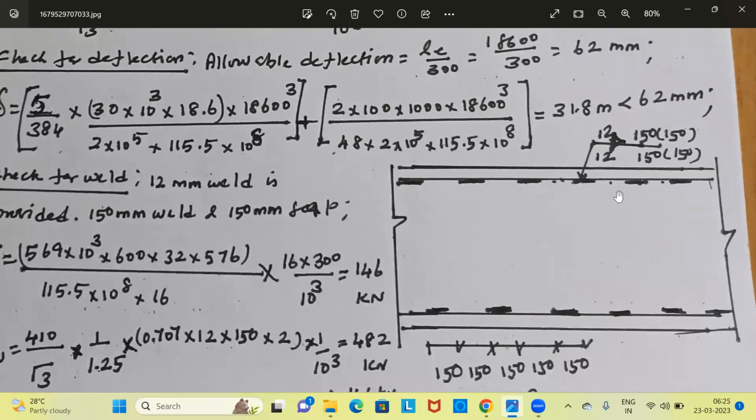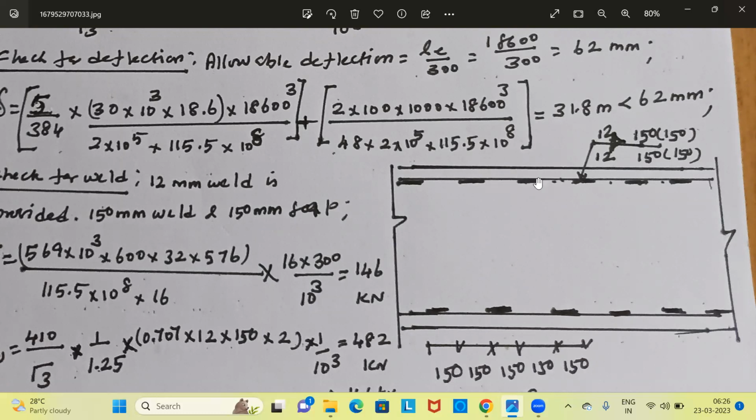Now we have to calculate what is the shear force coming on this weld and what is the capacity of the weld. Let us take one weld strip of length 150 millimeter. Now, what is the influence area for this weld of 150 millimeter? Whatever shear force is coming at this weld strip will be taken by this plus this distance between the two weld lengths, which is 150 mm. Half of this distance is 75 mm. Similarly, on this side, another 75 mm.